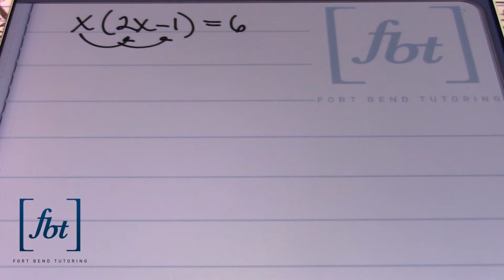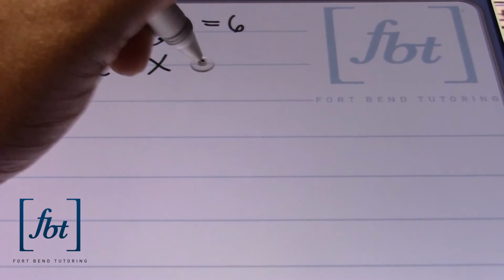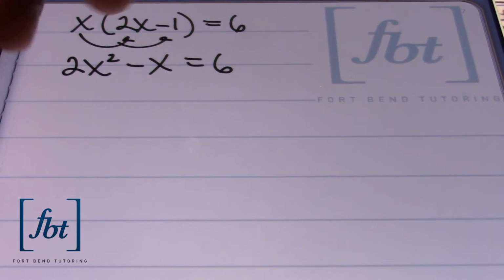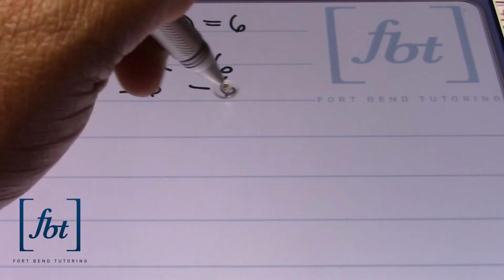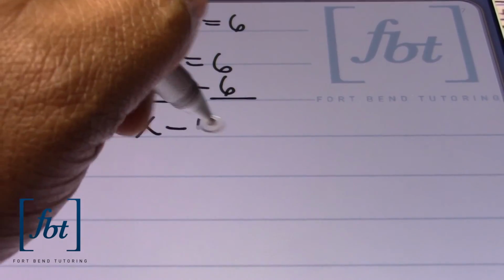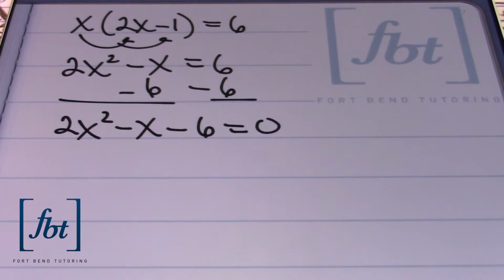After distributing your value of x, you'll end up with 2x squared minus x equals 6. Well, once again, we end up with a quadratic equation. So let's go ahead and set it equal to 0. So I'll subtract 6 to both sides of the equal sign and end up with 2x squared minus x minus 6 equals 0. From here, I'll attempt to use the zero factor property.